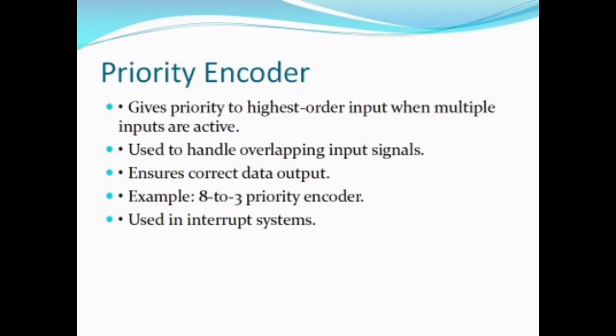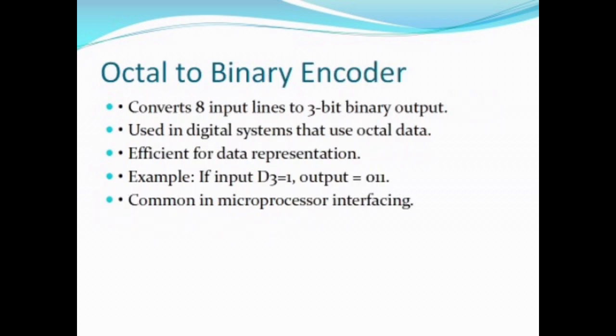Then the octal to binary encoder. Octal means 8 input lines, and here the 8 input lines are converted into a 3-bit binary output. It is mainly used in digital circuits that process octal data. For example, if the input is 1, the output will be 0, 1, 1. It is also used in microprocessor interfacing, mainly for representing octal data in binary format.